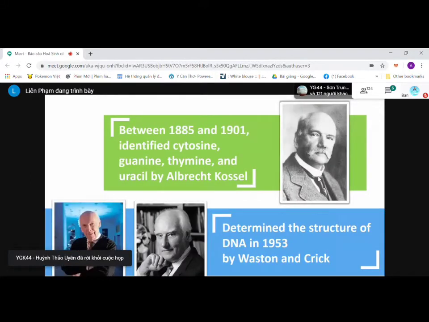Between 1885 and 1901, Albert Kossel, a German scientist, purified the substance and later identified the nucleobases, which are cytosine, guanine, thymine, and uracil. Then, on February 28th, 1953, Cambridge University scientists Watson and Crick determined the structure of DNA.